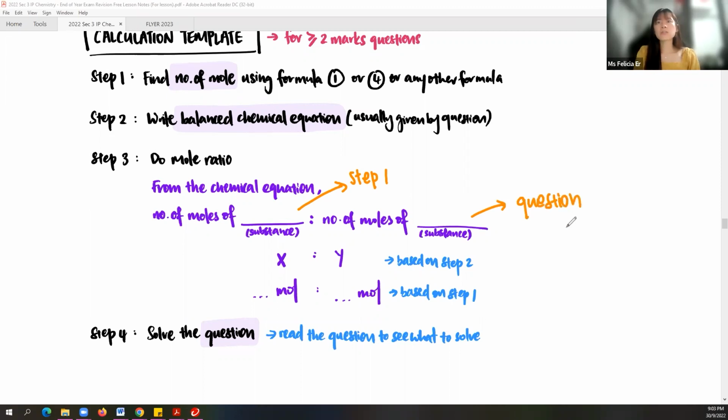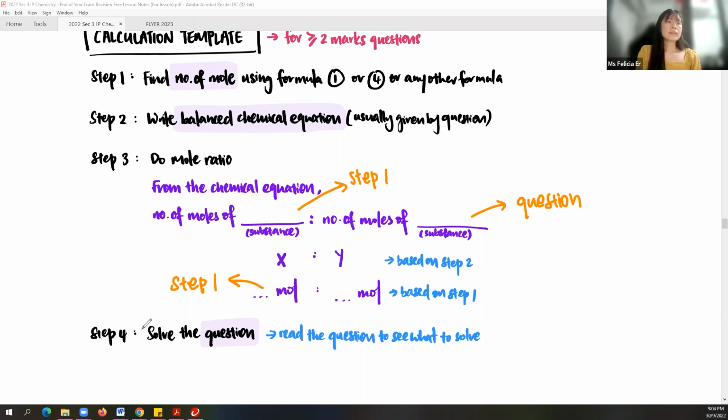So maybe the question is asking you, how many moles of HCl reacted? Then you write HCl over here. Then next is, you write in the number. So based on the chemical equation, is it the in front number, like is it 2 calcium carbonate? Then maybe 3 HCl? So write the number, 2 is to 3, for example. Then next is this number over here, it will be also from step 1. So whatever mole that you found, you put it in here, then you do your math accordingly. If it's 2:3, then you make sure that it's a 2:3 ratio. That's why I wrote here like that based on step 1.